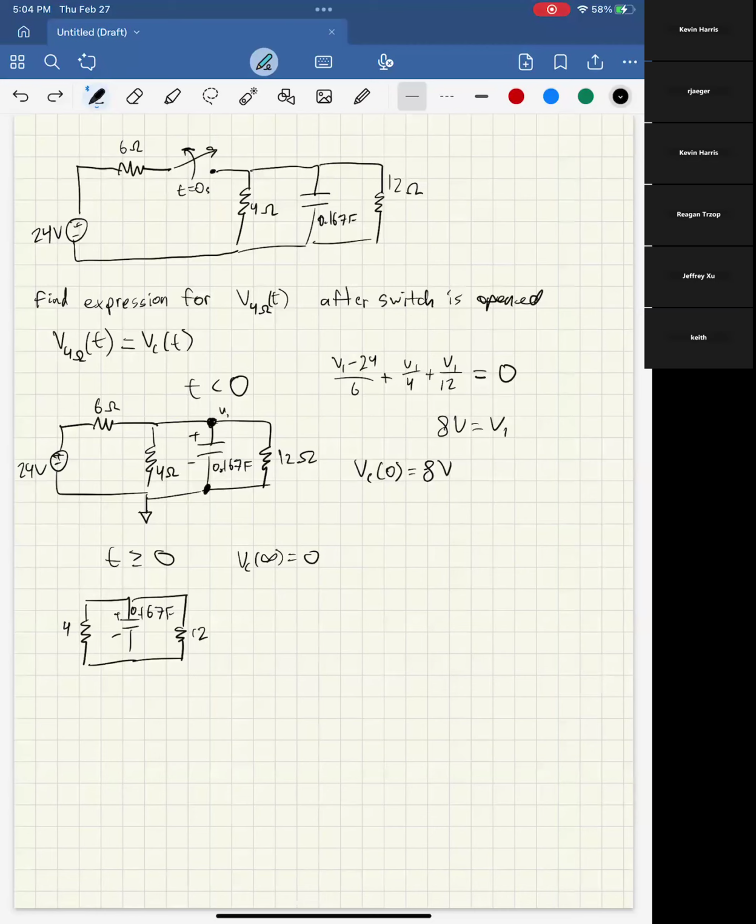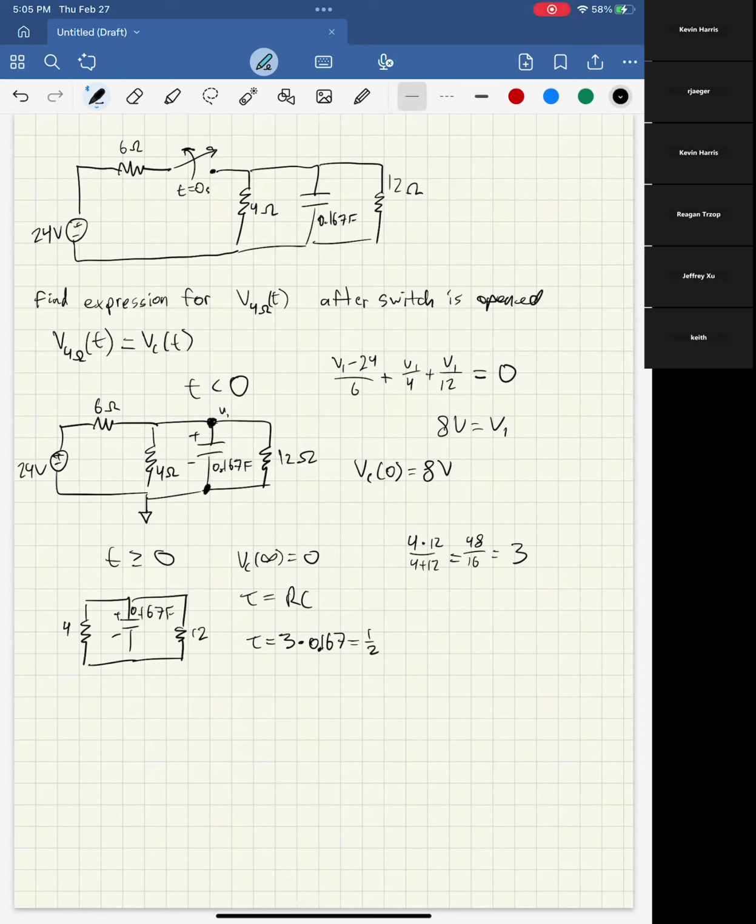Okay, the other thing we have to do for t greater than or equal to zero is find the time constant, because this is the part where the capacitor will be discharging. So the time constant tau is equal to R times C. In this case, R is going to be these two resistors in parallel, because you have to combine all the resistors into one resistor. So let's see, we got 4 times 12 over 4 plus 12, and that's going to be 48 over 16, which is 3. So we get tau equals 3 times 0.167. 0.167 is like 1/6, so this is 1/2.